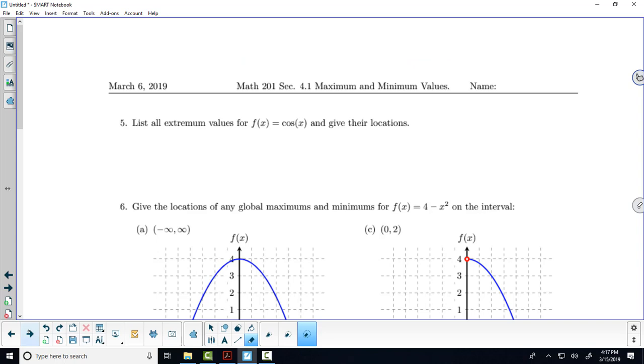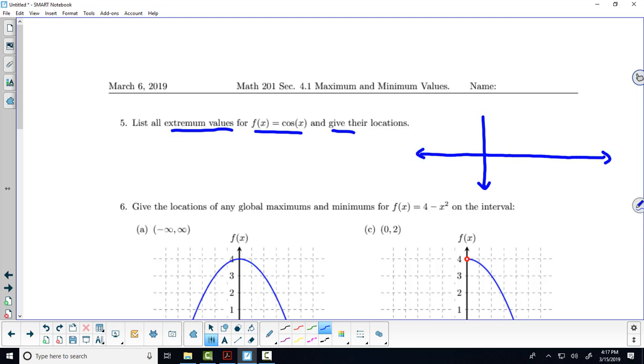This next question asks us to give all of the extreme values for f of x equals the cosine of x, and to give their locations. Let's pause for just a second to remember what the cosine curve looks like. The cosine curve, like all the trig functions, is periodic, and it looks something like this. You'll have to forgive me, I'm not doing the best of jobs, but that'll work. Let's pick one local maximum, and it'll also be a global maximum. Let's look at this point right here.